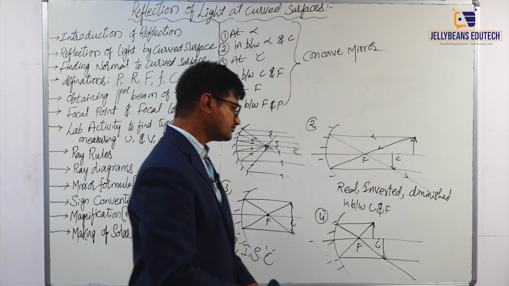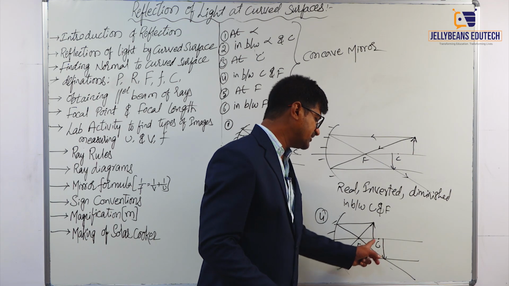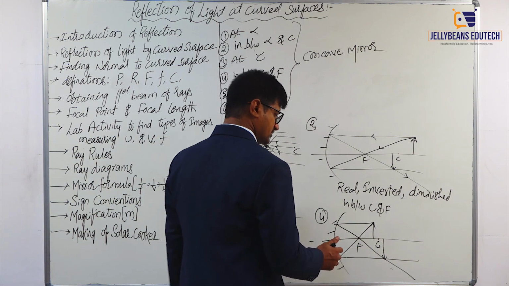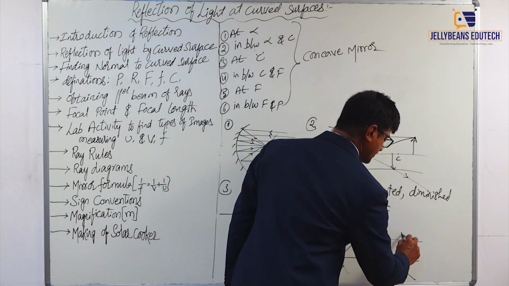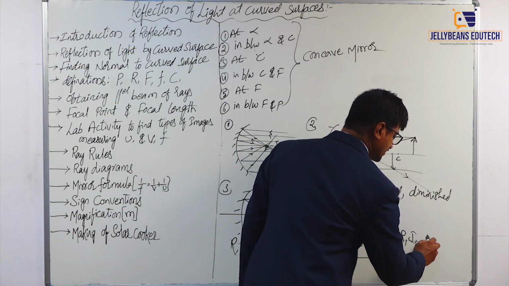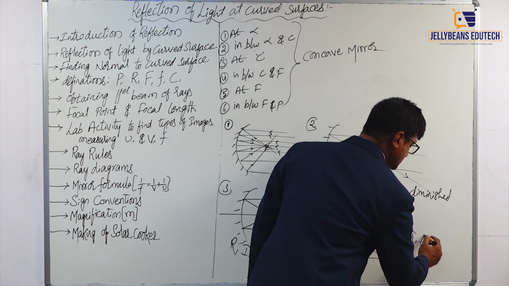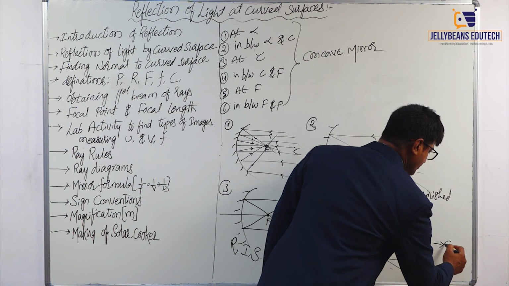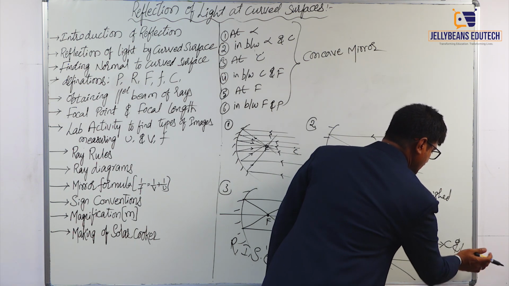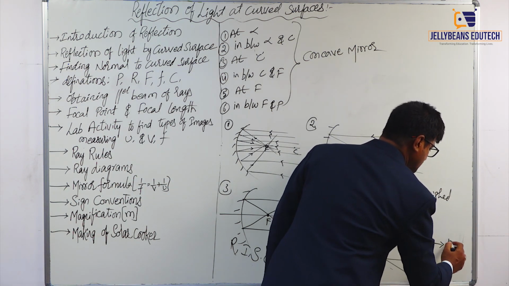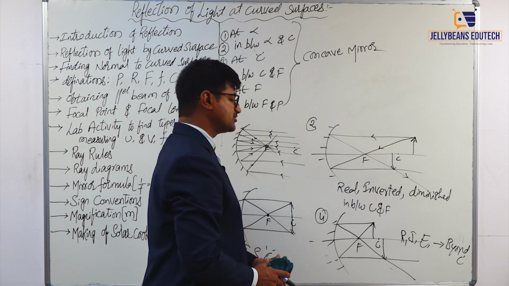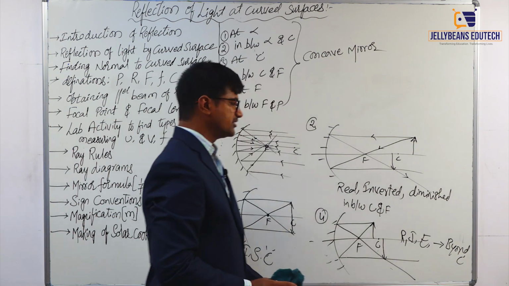Here in this way, when the object is placed in between C and F, the image is going to be formed beyond C. Here also the image is real, inverted, and in this case the image is enlarged and formed beyond C.